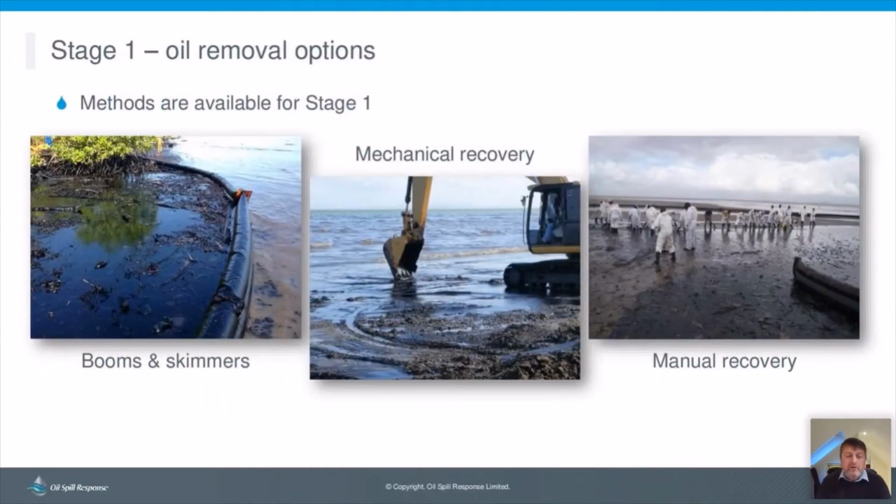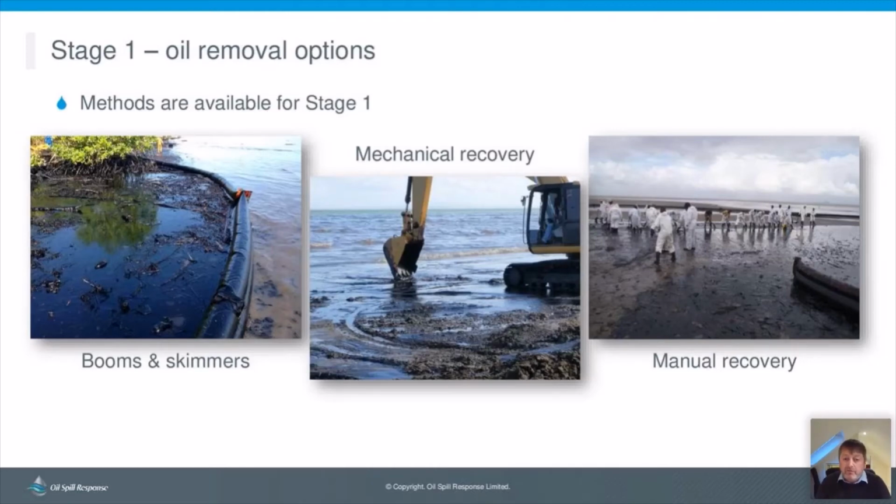I think many of you will have hopefully viewed the offshore response webinar earlier in this series. And we use booms and skimmers offshore. We can also use booms and skimmers on the shoreline to contain the oil in a certain area so it can't remobilize using the booms. And then we use a skimmer, which is basically a floating pump. We put that into that oily water and then we remove the oil from the surface. So that's one way of doing that.